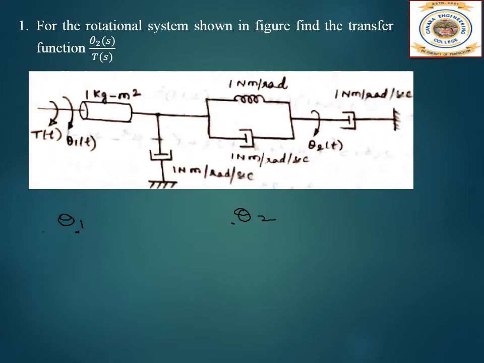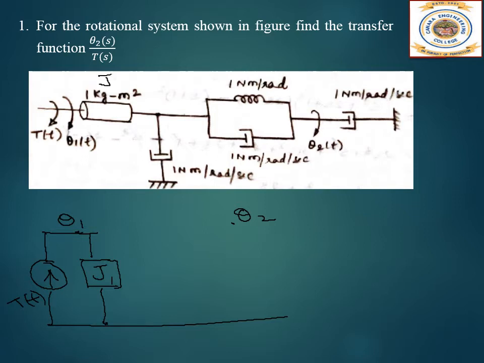Now let us connect the things. So T of t, that is the torque input, is connected to theta 1. Always remember, torque is always connected from the node to the reference. Okay. So that we have connected here. Then we have J1, again moment of inertia, that is also connected between the node and the reference. So this is J1.